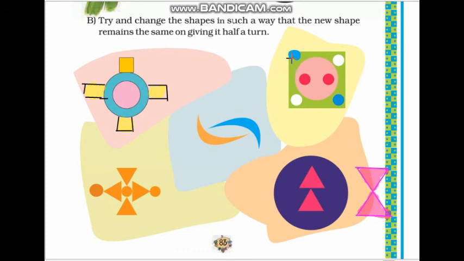The same circle you should draw here, and here also I have drawn this orange circle to make it remain the same on giving it half a turn, and here we have to draw the shape like this to remain the same on giving it half a turn, and here it will be the same on half a turn. Children, you have to write some questions which are easier to draw in your notebook and some you have to write in your textbook. Thank you.